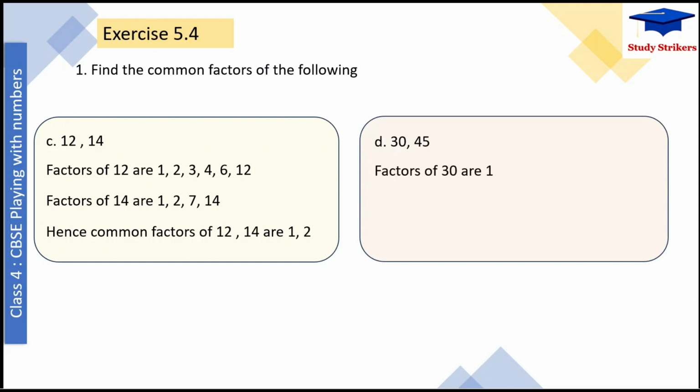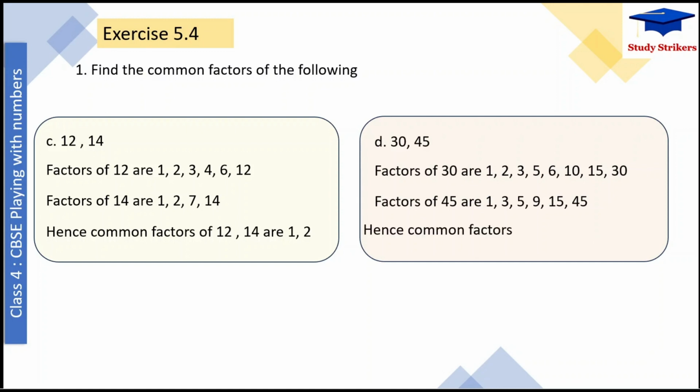Let's find out the factors of 30 and 45 and their common factors. So factors of 30 are 1, 2, 3, 5, 6, 10, 15 and 30. Factors of 45 are 1, 3, 5, 9, 15, 45. So the common factors of 30 and 45 are 1, 3, 5 and 15.